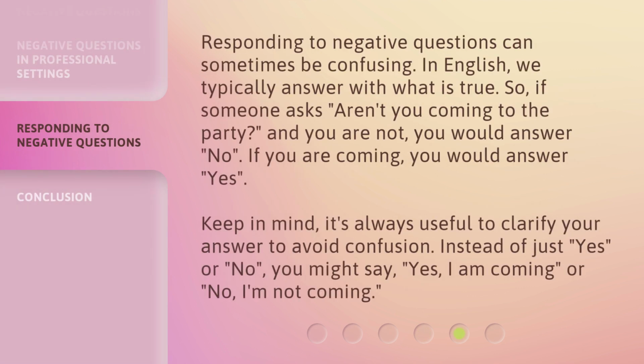Responding to negative questions can sometimes be confusing. In English, we typically answer with what is true. So, if someone asks, "Aren't you coming to the party?" and you are not, you would answer, "No." If you are coming, you would answer, "Yes." Keep in mind, it's always useful to clarify your answer to avoid confusion. Instead of just "yes" or "no," you might say, "Yes, I am coming," or "No, I'm not coming."